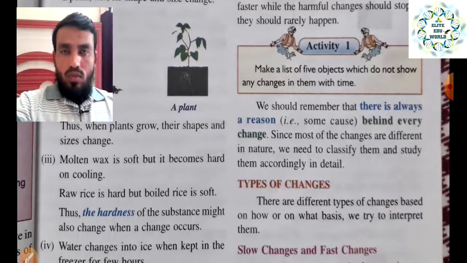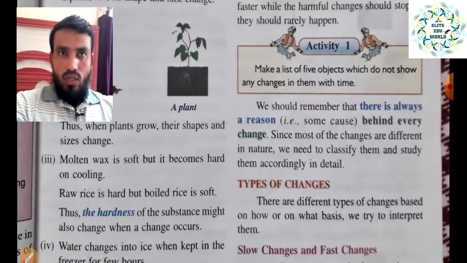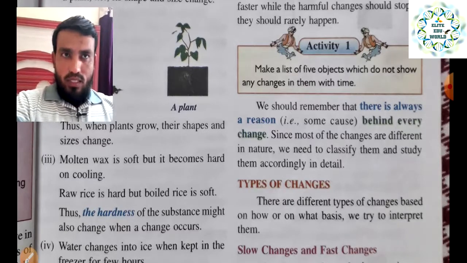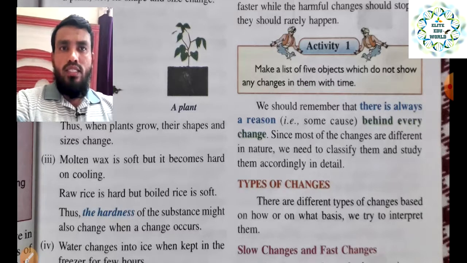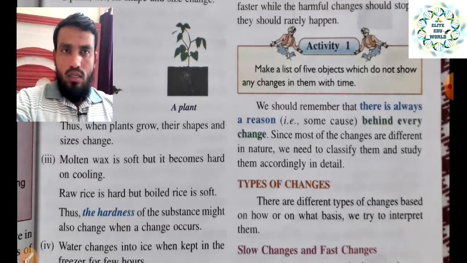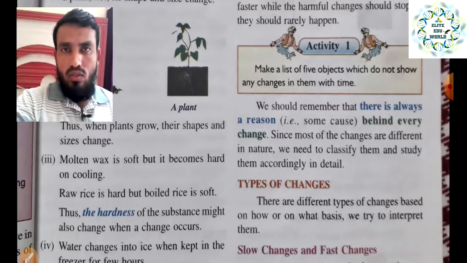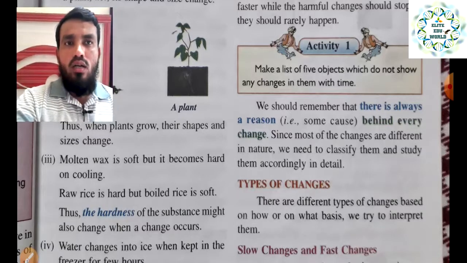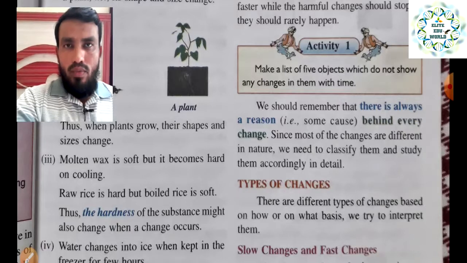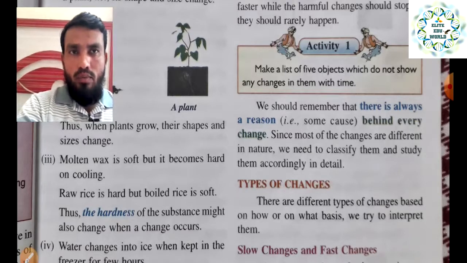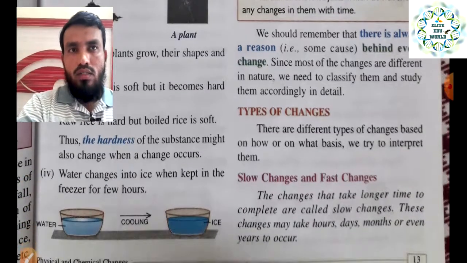Then there is one activity for you: make a list of the objects which do not show any change in them with time. You have to write some things that do not show any kind of change with time, right? So you just write several examples like that.